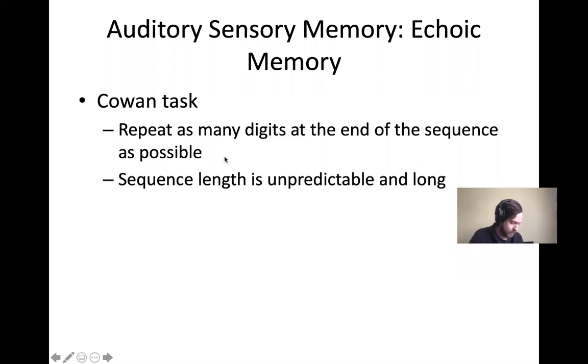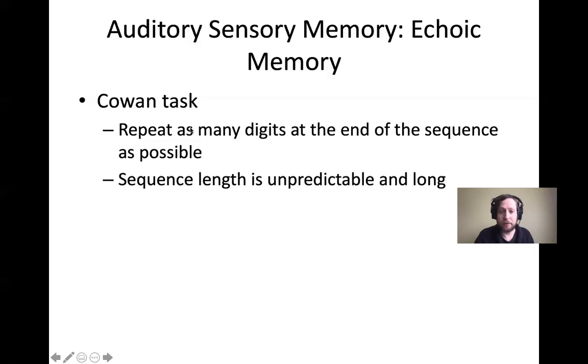So what I'm going to do is read off a long sequence of numbers to you. The sequence is going to be so long that you wouldn't possibly be able to remember the entire sequence of numbers. It's just going to be way too long. So instead, what I want you to do is remember as many of the digits at the end of the sequence as possible. Technically, the participants repeat them, but I don't want a bunch of people repeating stuff randomly when we're doing this. So just write them down.